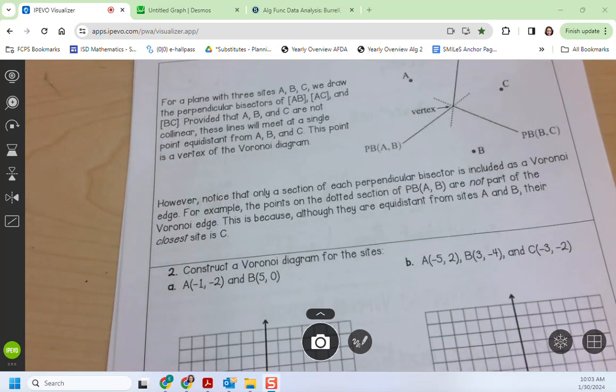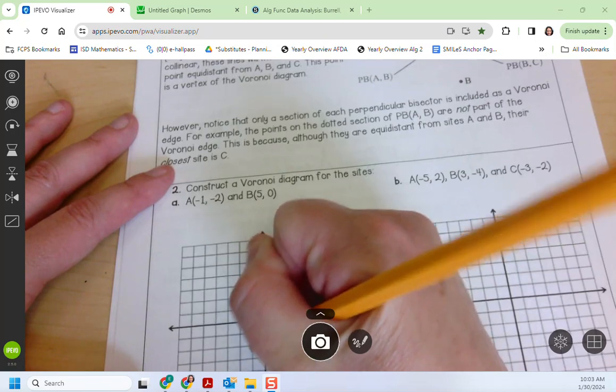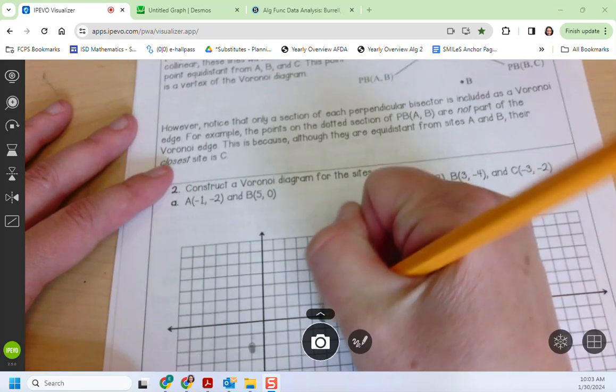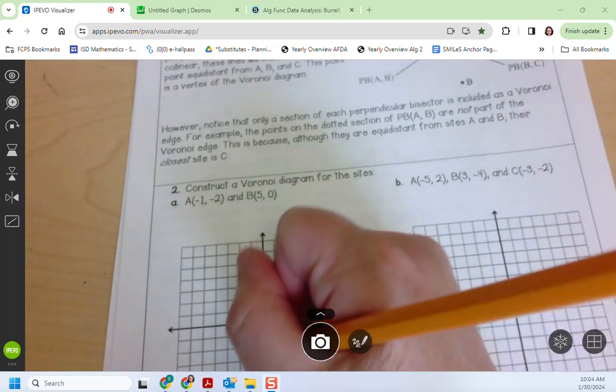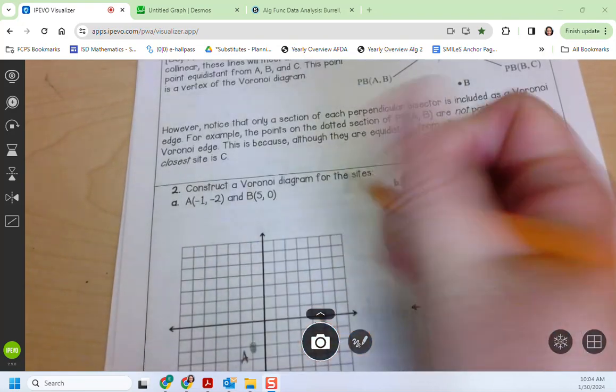All right, so let's do a very simple one in number 2. We're going to graph these points, and then we're going to construct the perpendicular bisector. So let's graph A at -1, -2, and B at 5, 0. Now, if you want to, you can connect them, but it does make your graph a little bit confusing in the end, so you don't have to connect them. If you do connect them, though, erase that when you're done with it. This was A, and this is B.